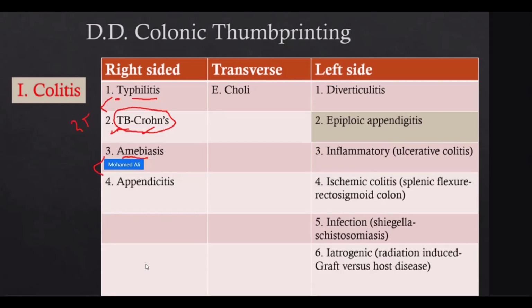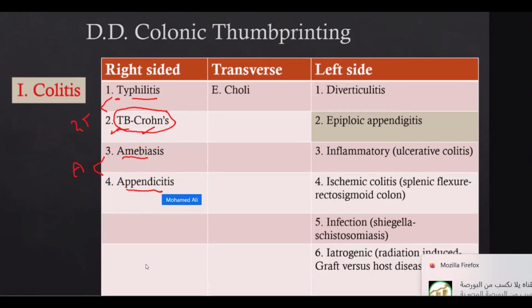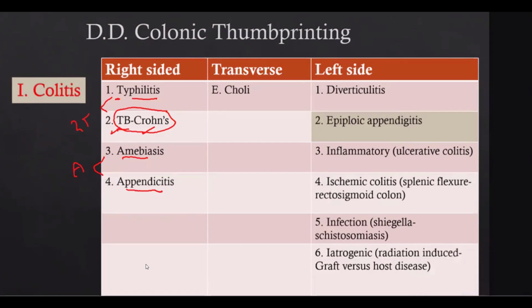Amoebiasis and appendicitis. This one is very important. As you saw with me in the first case before, we have a case of complicated appendicitis and we have thickening of the ascending colon. So we should think of appendicitis, typhlitis. Those are the most important.